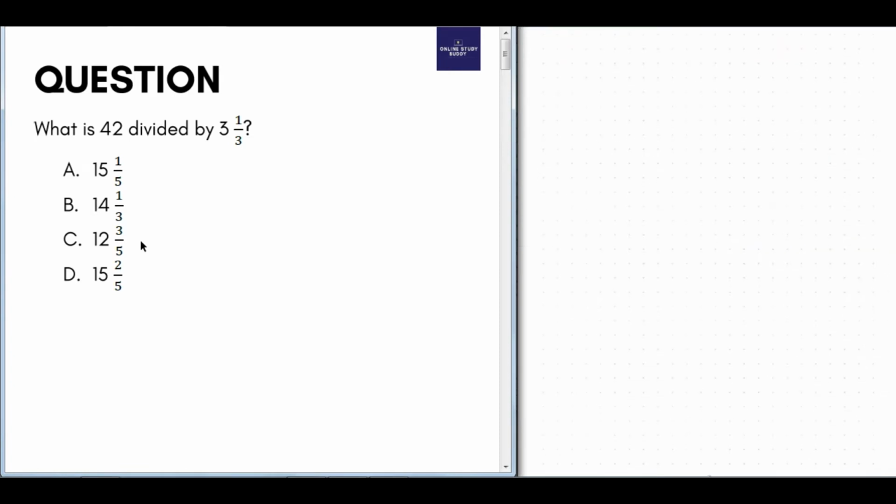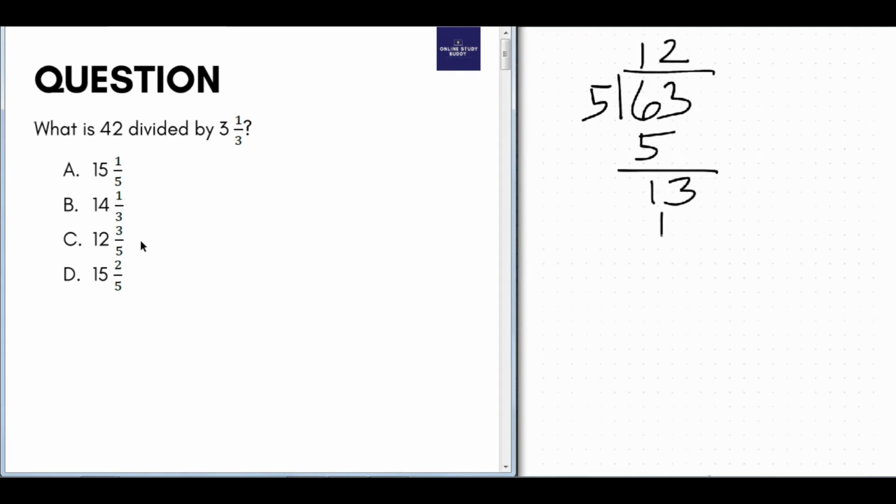Now, if we divide 63 by 5, we will get 12 and 3/5. So, tama yung sagot natin, letter C.